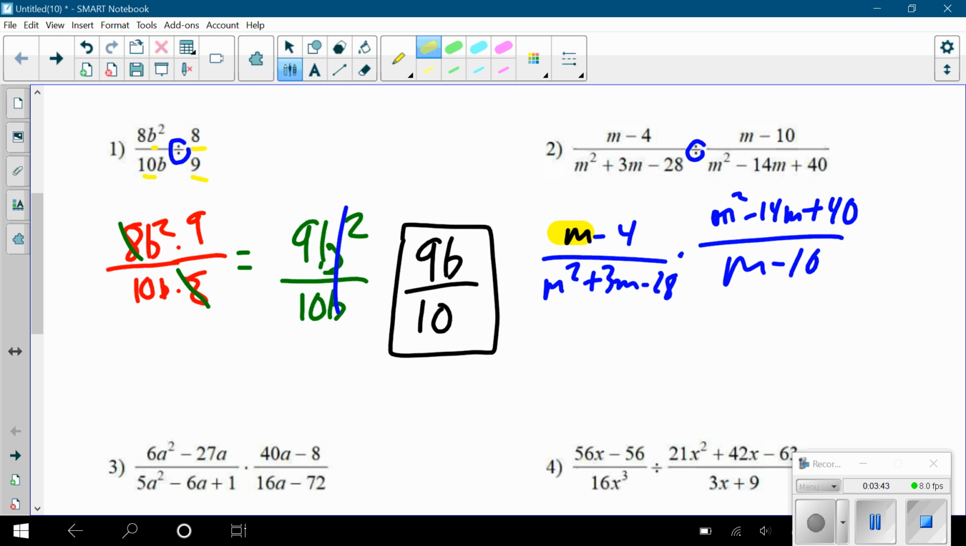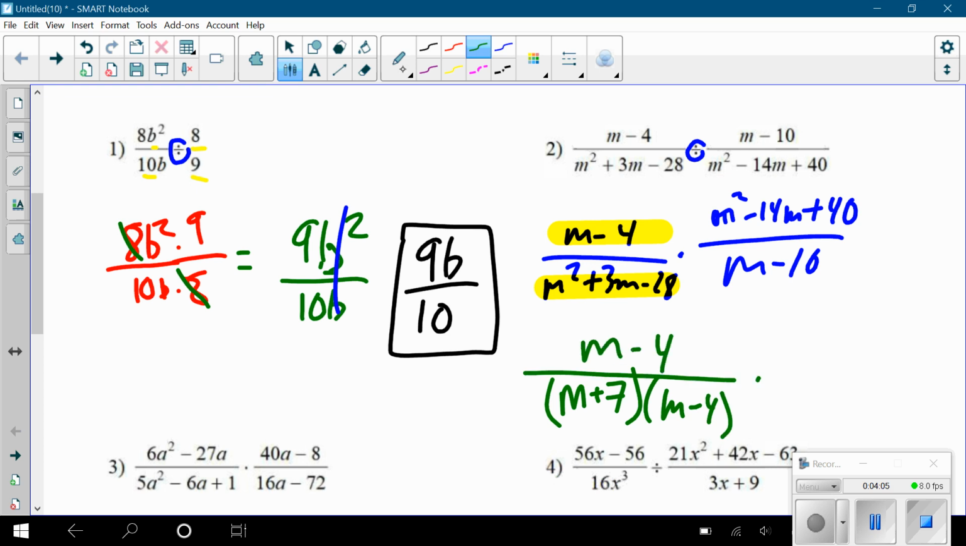Cool. Does this guy factor? No. That looks like it might factor. Okay, so I'm going to take that second guy there and say, what multiplies to negative 28 and adds to 3? I'm going to use my brain and figure out it's positive 7 and negative 4.